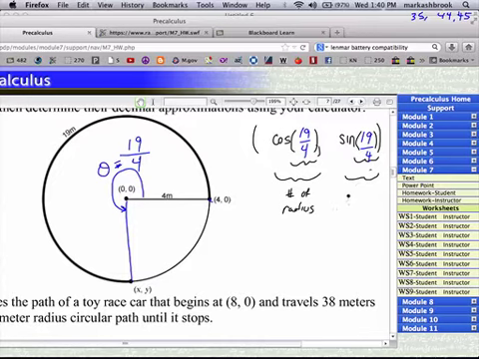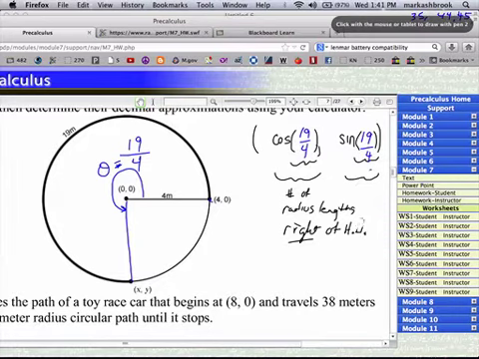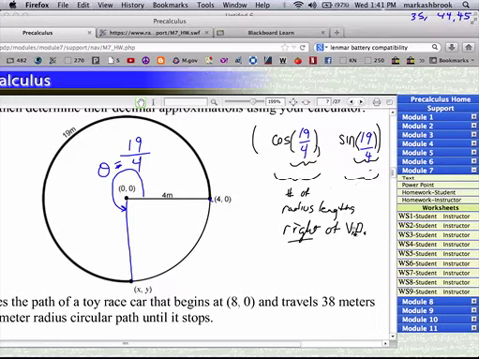And cosine specifically? Yeah, number of radius lengths right of the vertical diameter. Okay, and similarly, sine gives number of radius lengths above horizontal. Above horizontal. Okay, so let's find these values and see if we can make sense of the picture here.